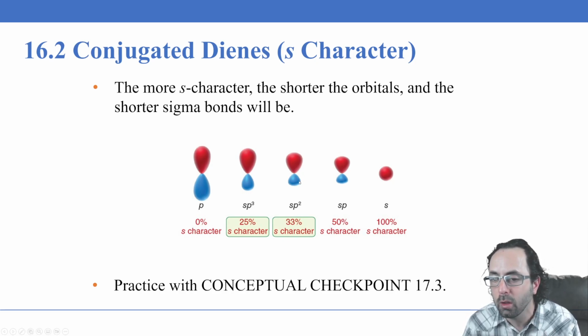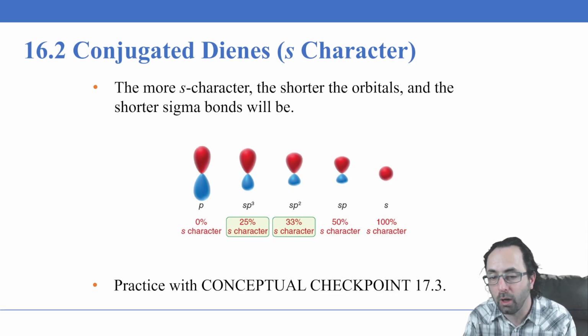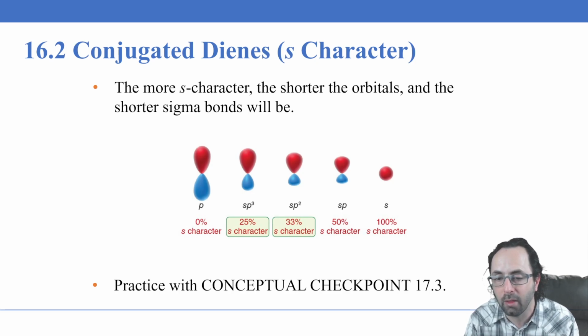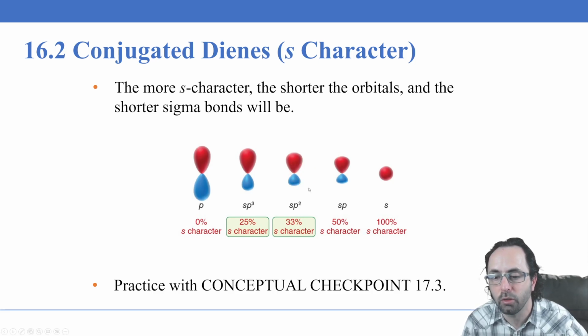But these small hybridized orbitals, when they make sigma bonds, they make smaller, harder to break sigma bonds, more stable rather than more energetic, because the orbitals are shorter and so everything is closer together.